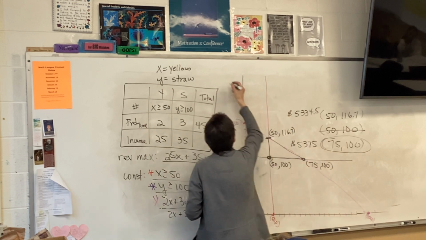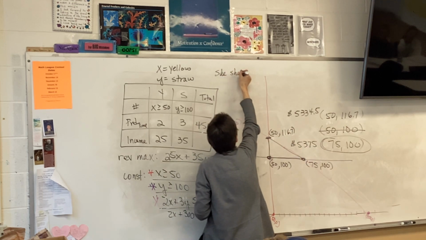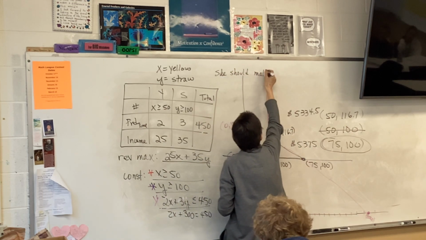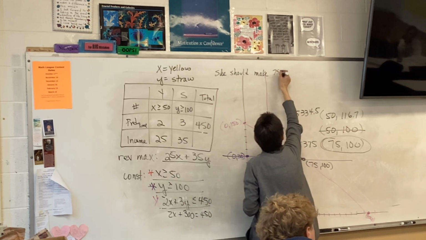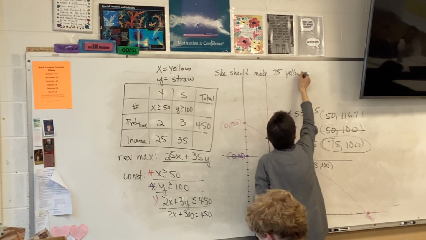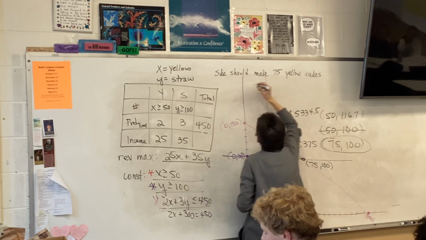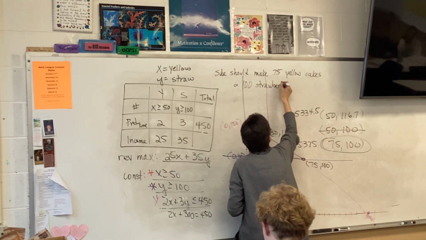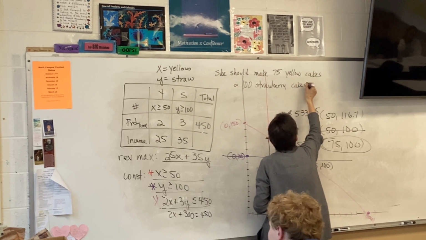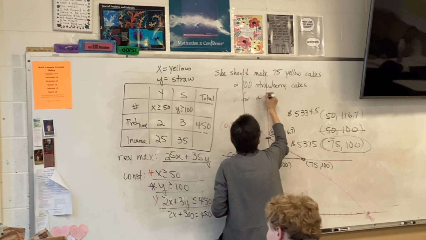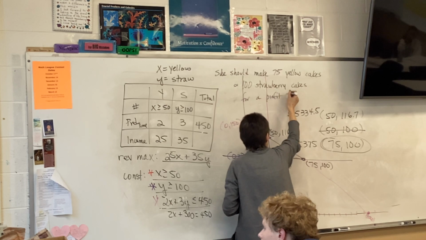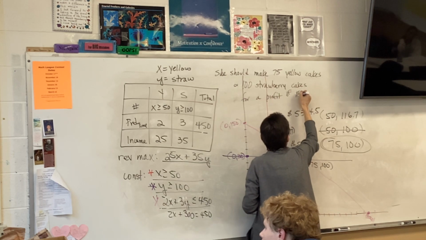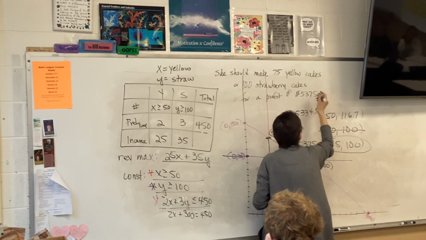Our answer is, she should make 75 yellows and 100 strawberries for a profit of $5,375.